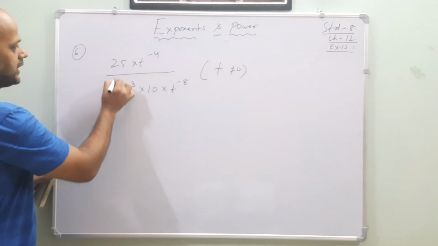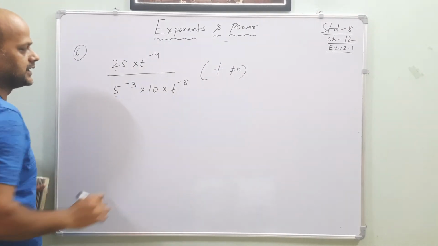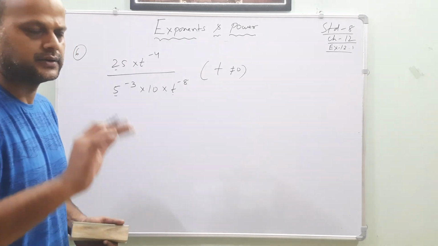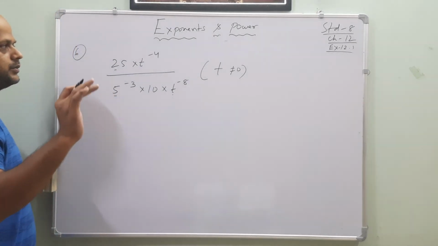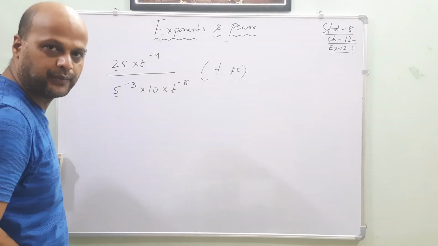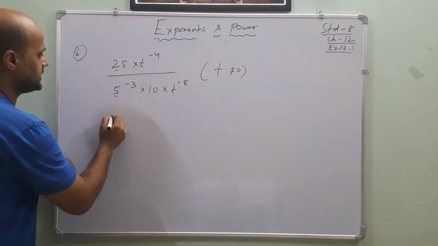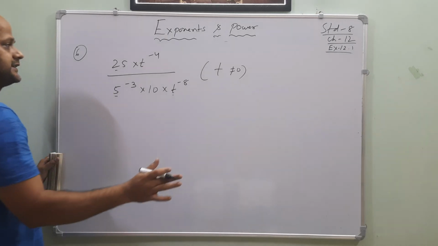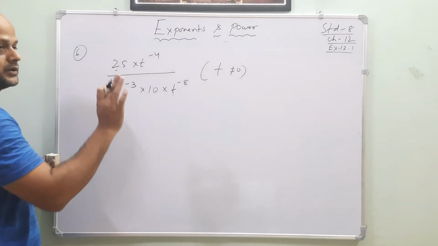Now see, here 25 and t are there. What you have to do, my dear friends? Remember this one. First, write everything in the power form. Otherwise, solve this one. See how it will be.